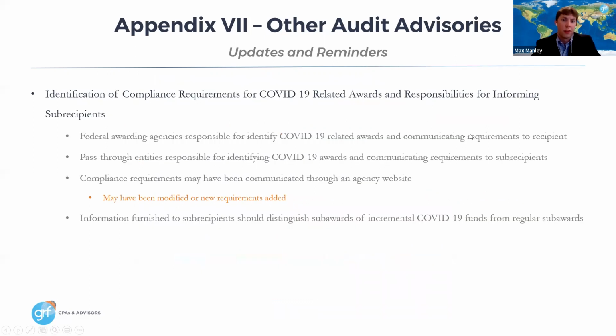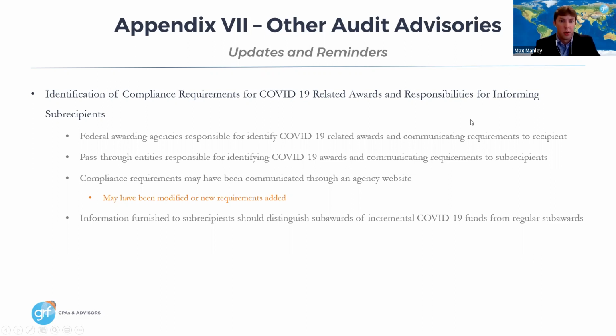So moving right along on the next slide, again, federal agencies are responsible for identifying COVID awards to recipients and communicating those requirements. But that obligation does move on to pass-through entities. So if you are subawarding COVID funding to another organization, do make sure that you communicate to that subrecipient that the award includes COVID funding and any requirements associated with that.